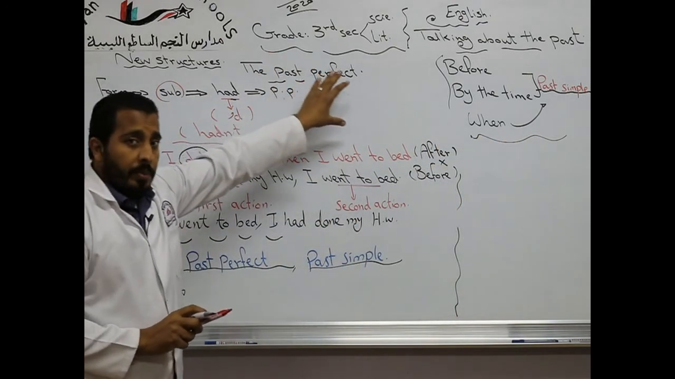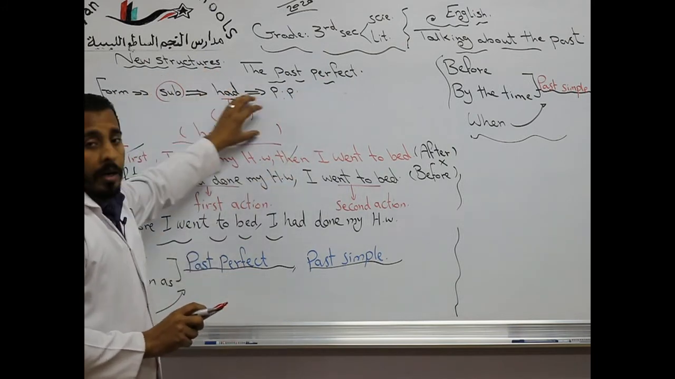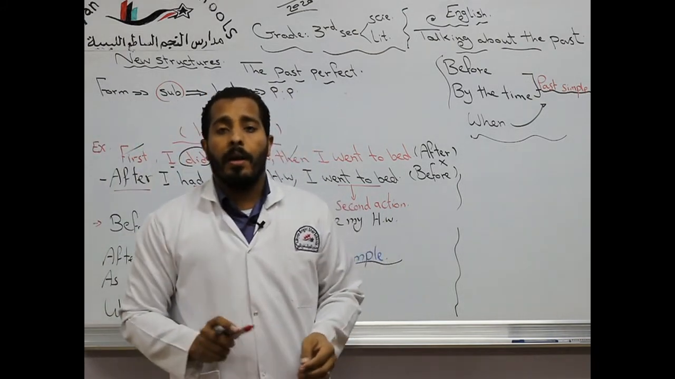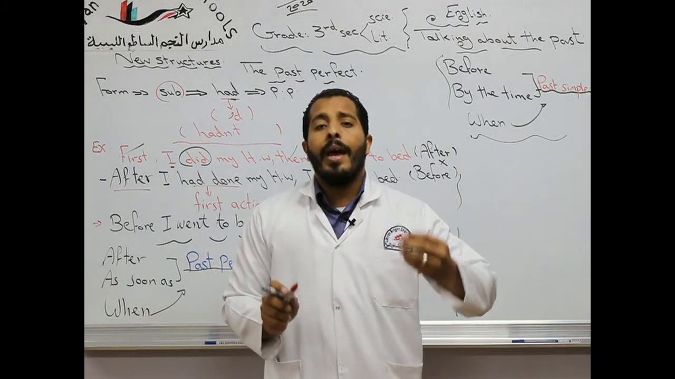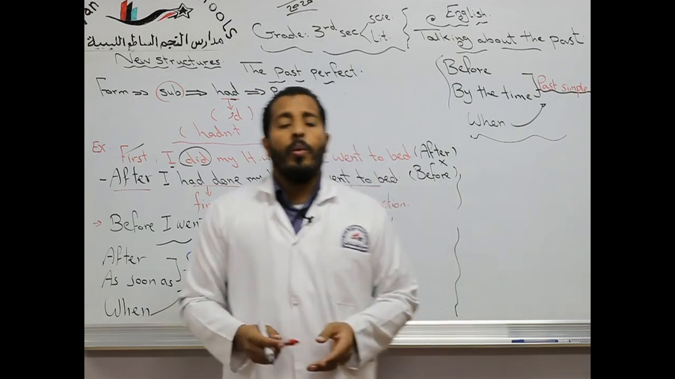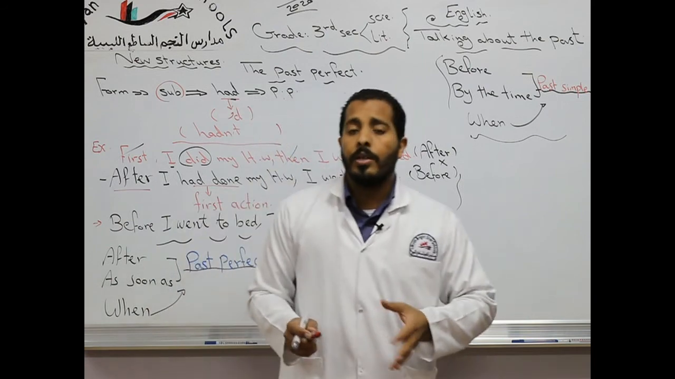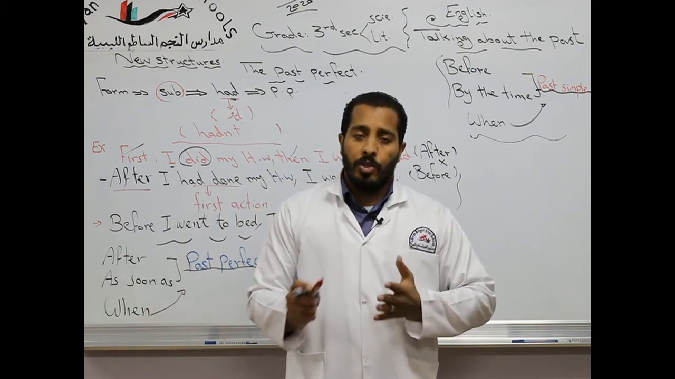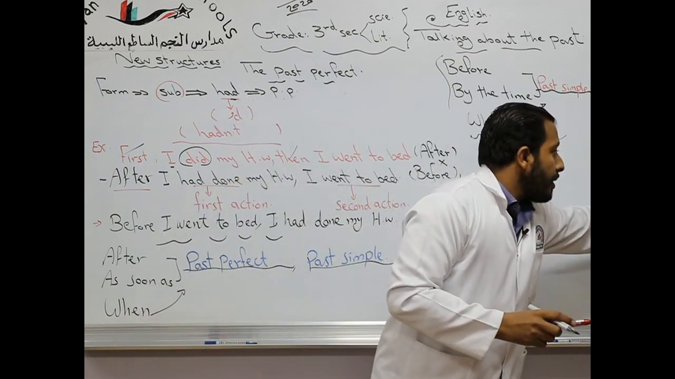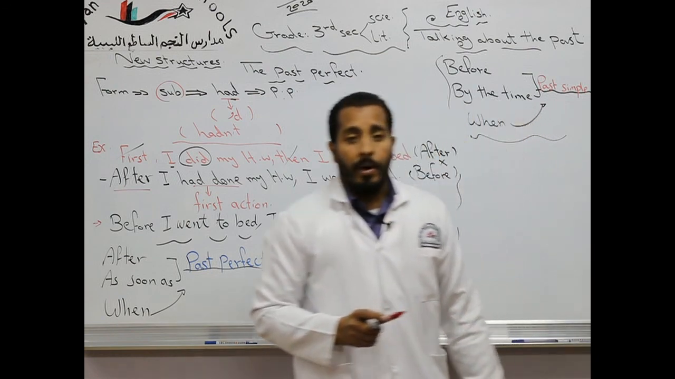Today we talked about the past perfect. Past perfect: subject, had, past participle; had is apostrophe D, and in the negative form hadn't. The difference between past simple and past perfect is that when we had two actions in the past, one of them preceded the other. So when I want to use these two actions in only one sentence using a connecting word, we must differentiate between them. The action which happened first must be in the past perfect. The action which happened second must be in the past simple.